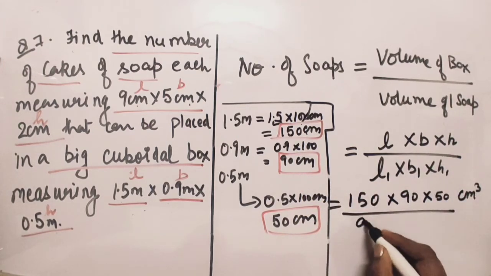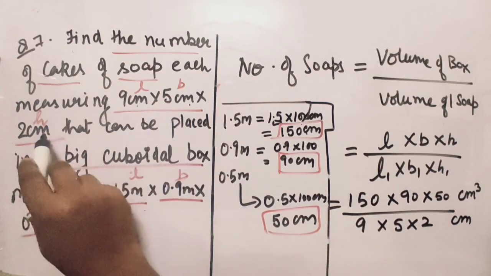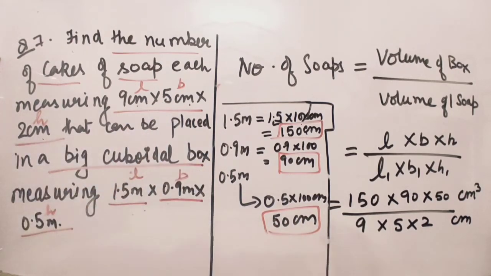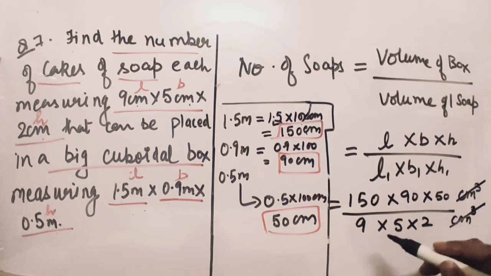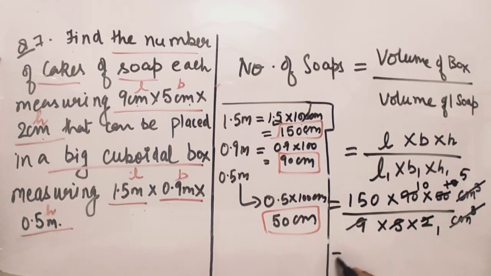Because 3 centimeters are here, it will be centimeter cube. Similarly, these values are 9 into 5 into 2. Here also centimeter is getting multiplied three times, so it will be centimeter cube. Centimeter cube and centimeter cube get cancelled. Now cancel the rest. 9 into 10 is 90, 5 into 10 is 50, and then 2 ones are 2, 2 fives are 10. So we are left with 150 into 10 into 5, which ultimately comes to 7500.